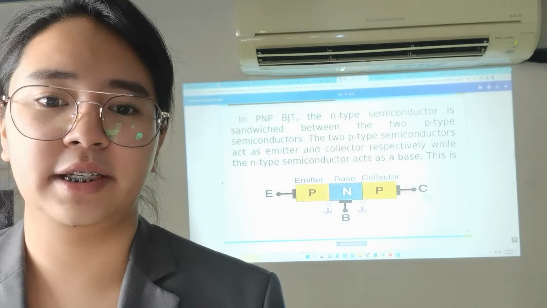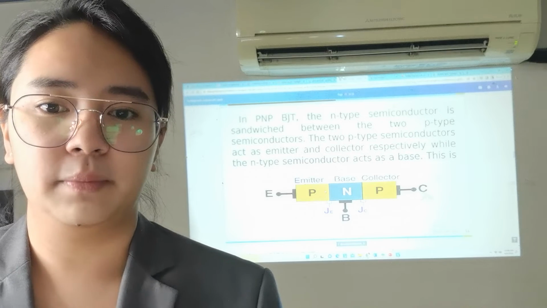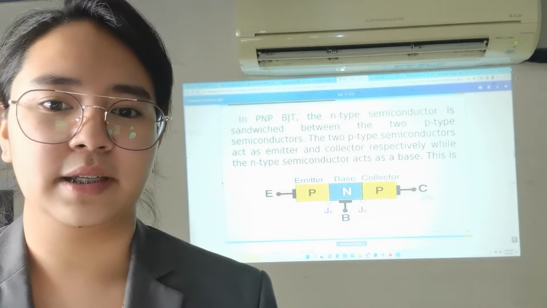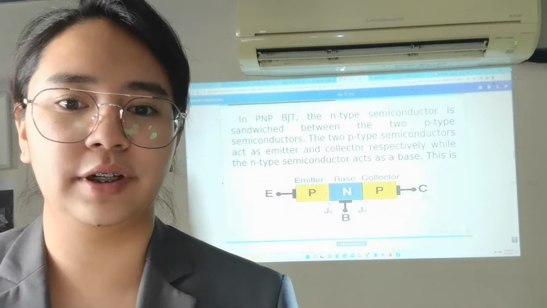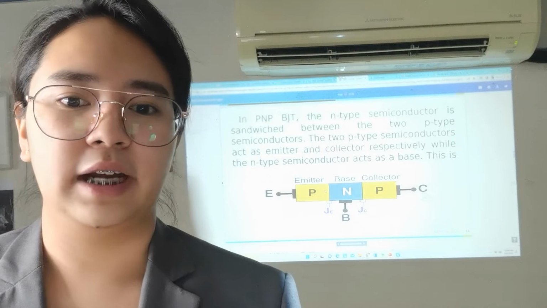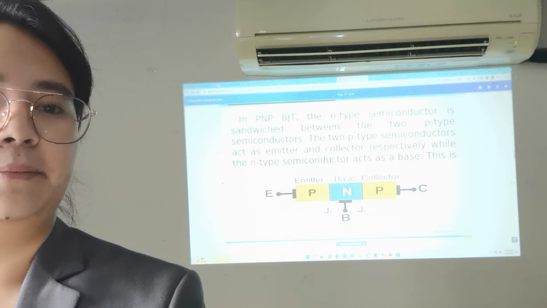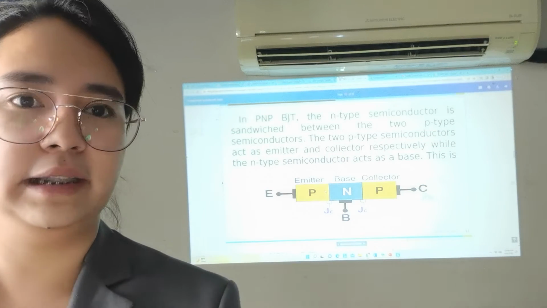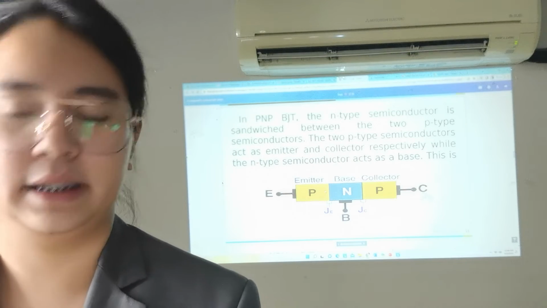In a PNP BJT, the N-type semiconductor is sandwiched between the two P-type semiconductors. The two P-type semiconductors act as emitter and collector respectively, while the N-type semiconductor acts as the base. This is the emitter, base, collector below. The emitter is the P, the base is the N, and the collector is the P.